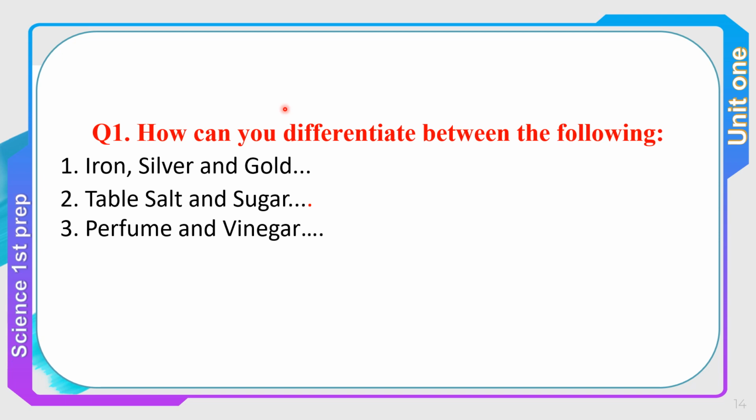5, 4, 3, 2, 1. The answer is by color. Iron, silver, and gold: I can differentiate between them by color.